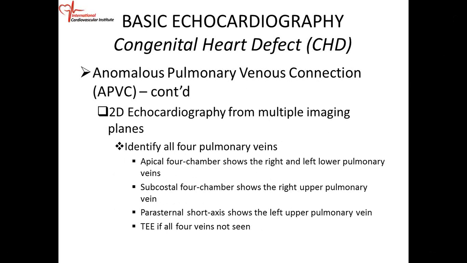With the parasternal short axis, you can see the left upper pulmonary vein. So you have to try and identify these when you're doing your study. And if you do your transesophageal echo, you can see all four veins. So if you don't see them on the transthoracic, then again, that's an indication to move on to your transesophageal echo.